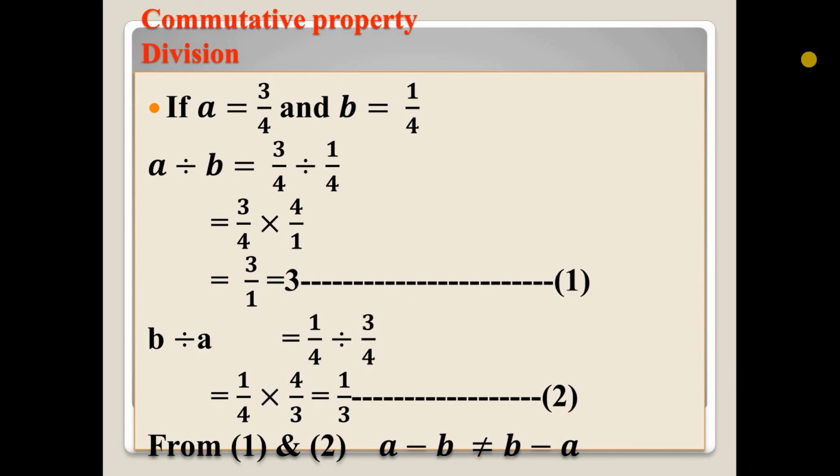இதே மாதிரி B divided by A சொல்லும்போது 1 by 4 divided by 3 by 4. So இங்கே second நம்பருக்கு நம்ம reciprocal எடுக்கிறோம் 4 by 3. அந்த division வந்து multiplication. So the 4 cancel ஆகும், but we get 1 by 3. Answer we get 1 by 3. So from 1 and 2, A divided by B not equal to B divided by A.